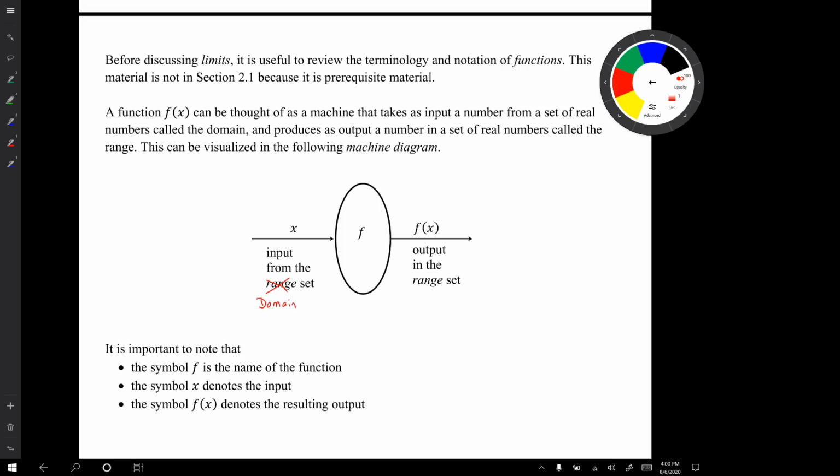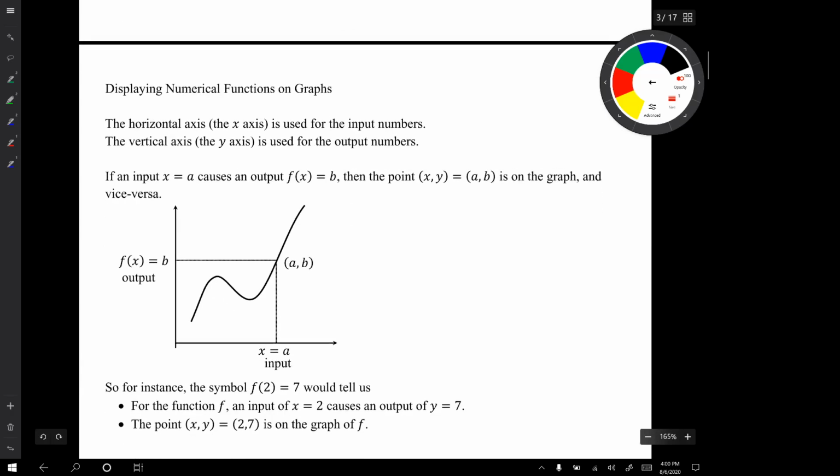And the notation is important. The symbol f denotes the name of the function. The symbol x denotes the input. And this whole symbol, f parentheses x, denotes the number that's the resulting output. So you sometimes call the function f of x, but really the function's name is f, and the symbol f of x stands for the output that results when you use an x as the input.